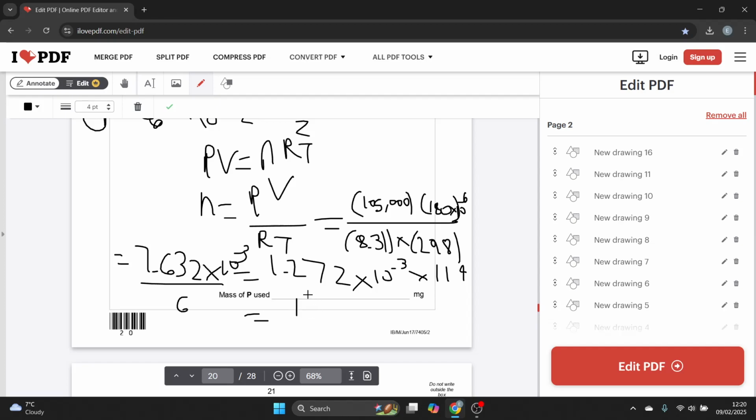1.272 times 10 to the power minus 3 times 114. That will give me 0.145 grams, but I want it in milligrams. So I need to times by 1000, and I get 145 milligrams.